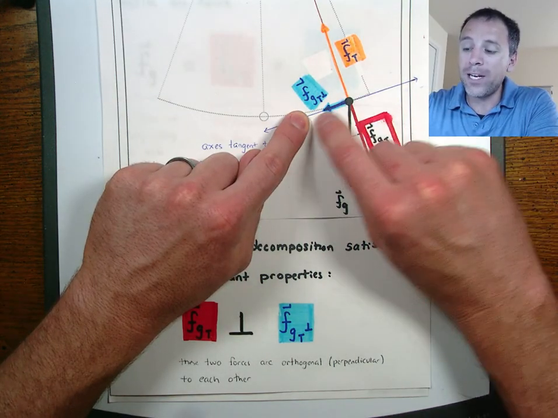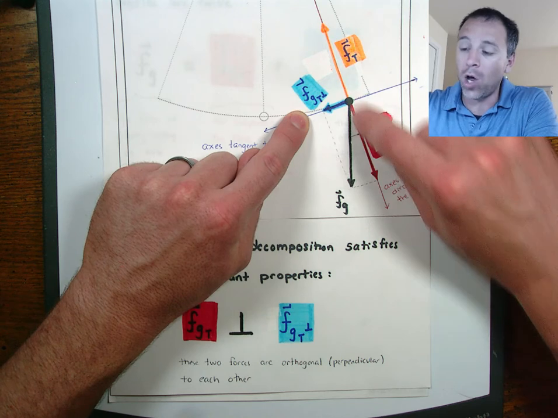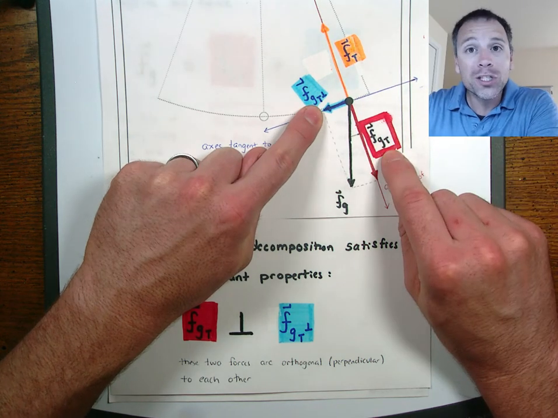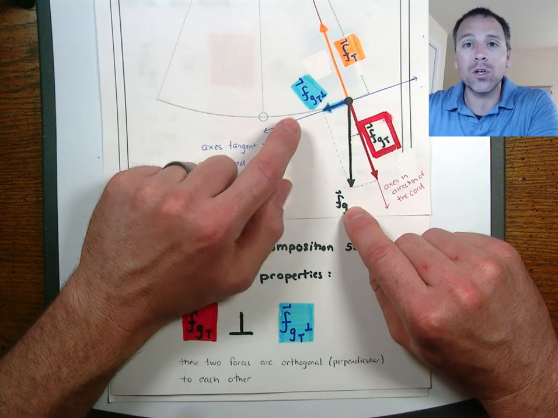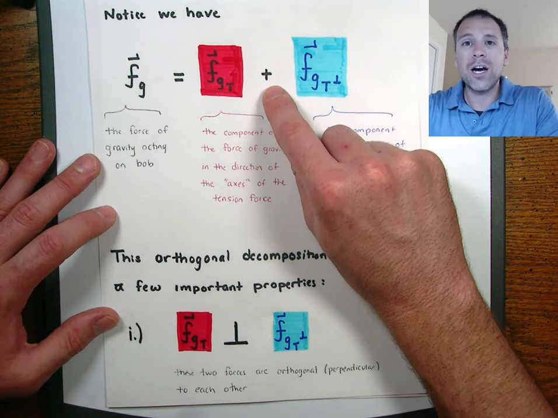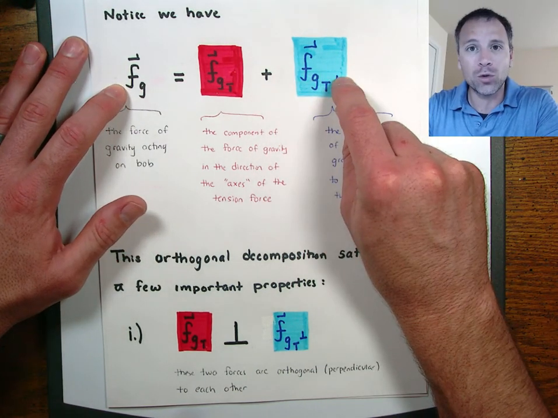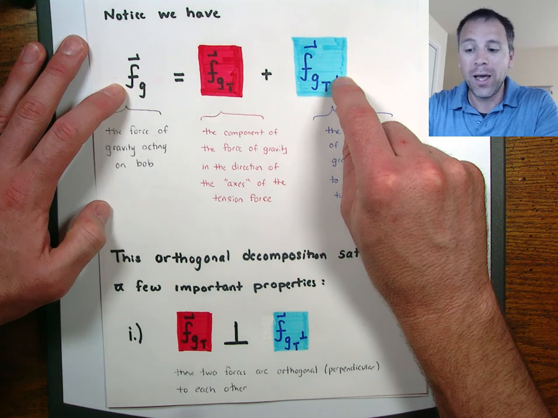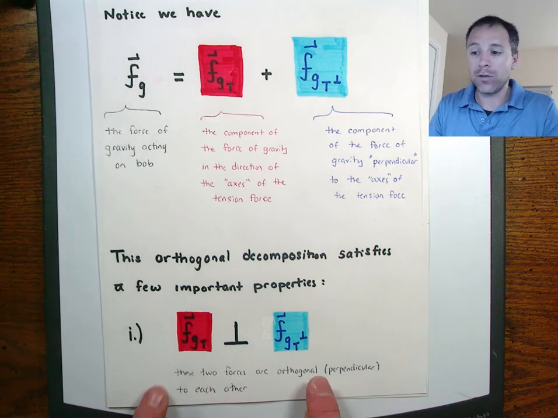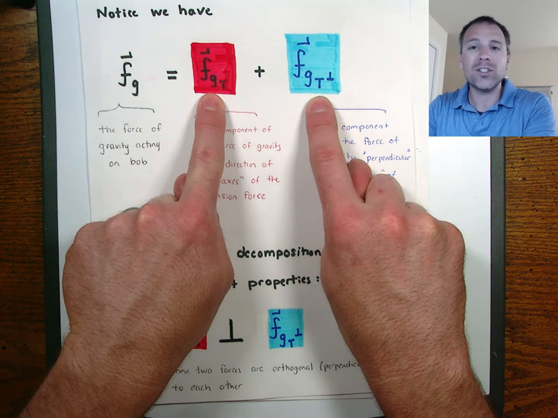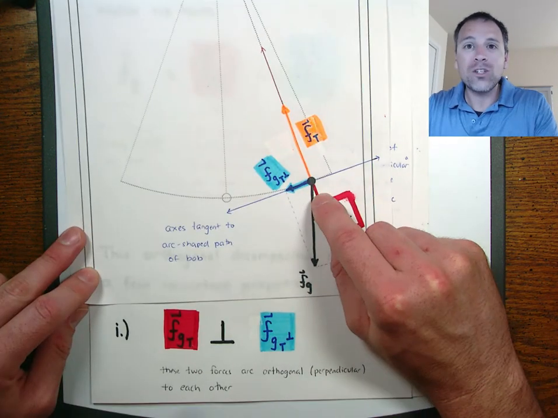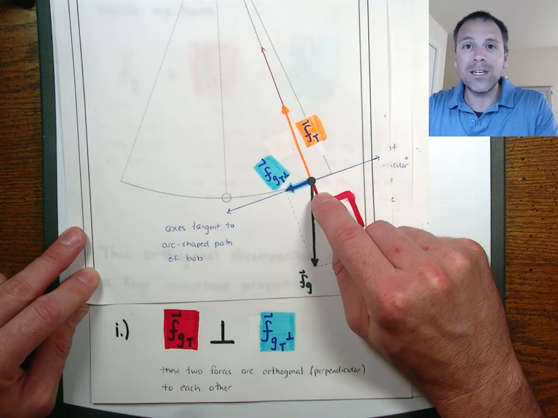I had the perpendicular part of that and the one along the chord. These two forces combined give my original force of gravity. This orthogonal decomposition of the force of gravity into the frame of reference that is natural for our chord tension actually has some nice features. First, these two vectors are orthogonal. The angle between them is 90. They are literally perpendicular to each other.